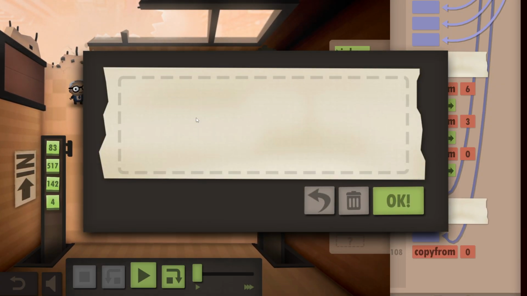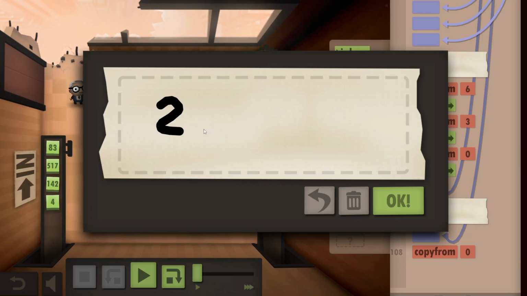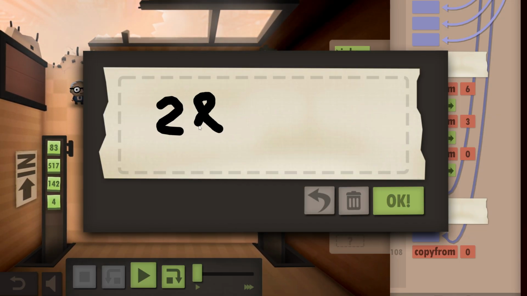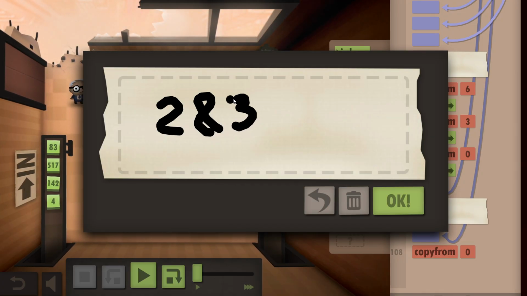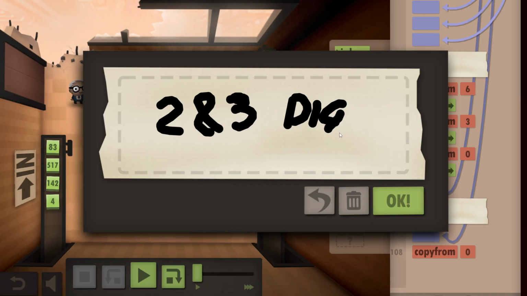I'm gonna set up that as 2. Oh my god. 2. 2 and. How would you write and? Oh my god. I don't know how to. That zigzaggy thing, I don't know how to write. Why can't I just type here? Like, I hate writing. And 3 digits. Four, but sure.